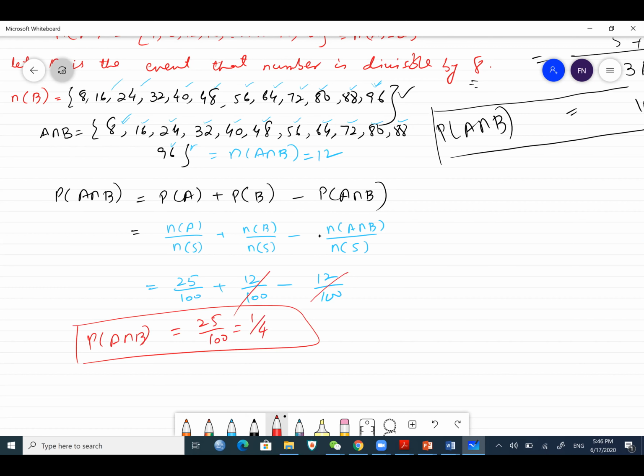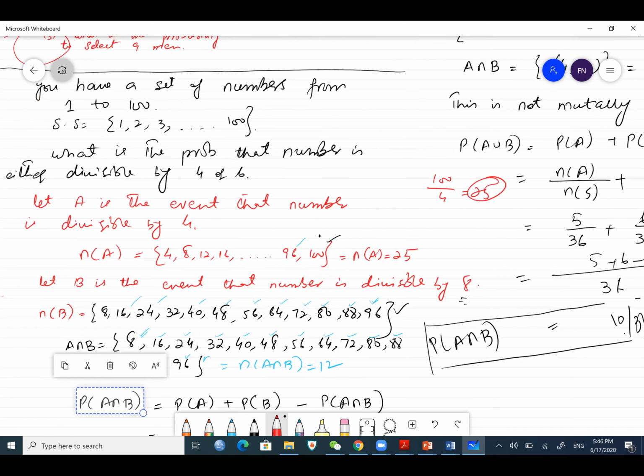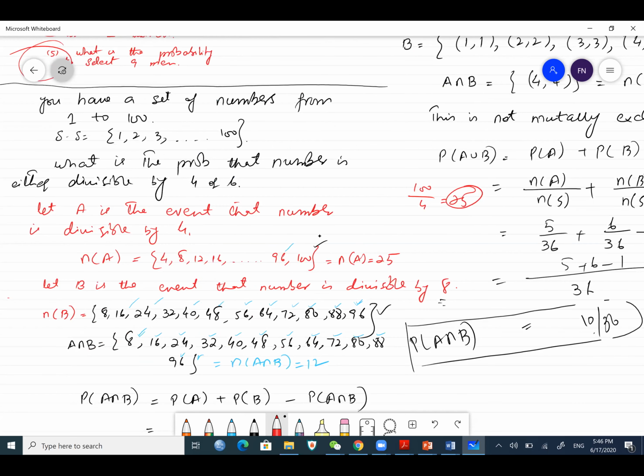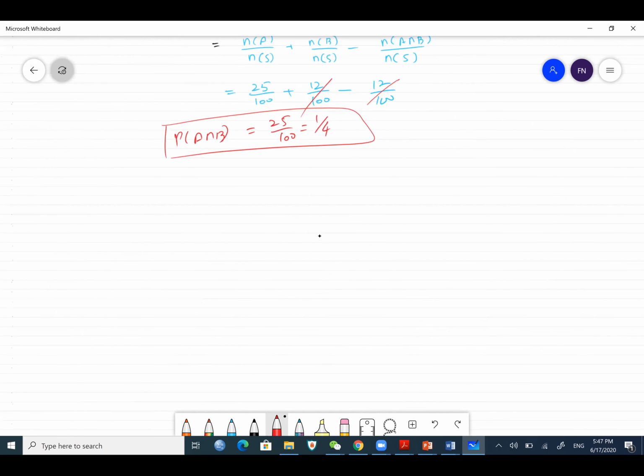Is that clear? Sir, I have a question. Can we use the nCr method to solve this question, or is nCr only for the mutually exclusive questions? We cannot apply nCr for coins and die.